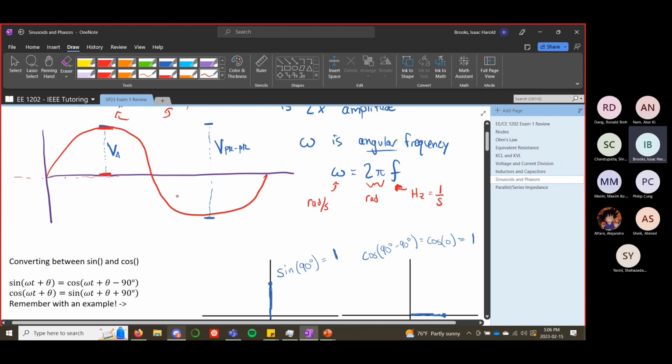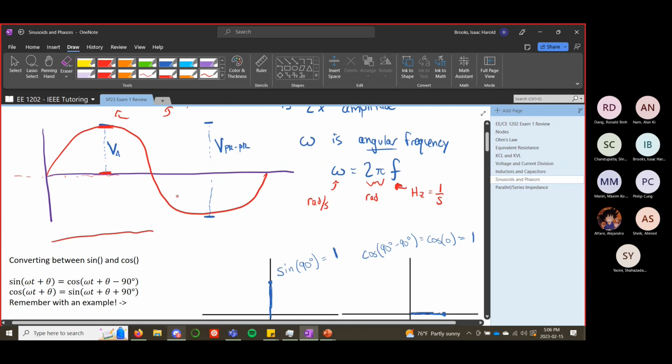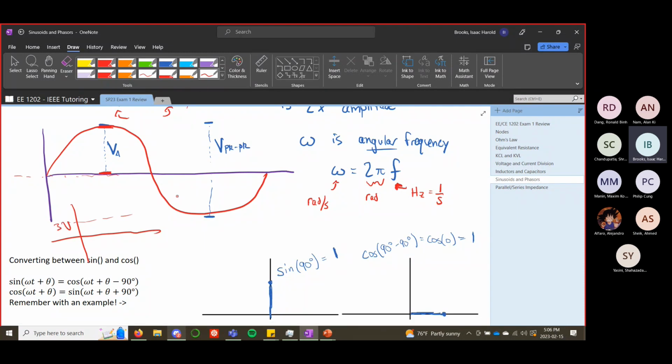Now you can imagine that it gets a little bit trickier. Say that your signal is biased somewhere. Maybe say this is 3 volts and your signal's swinging up like this. If you were to read the maximum voltage, this could be 6 volts. The minimum voltage would be, I guess I didn't draw this right, 0 volts. Okay, so the peak to peak would be 6 volts.